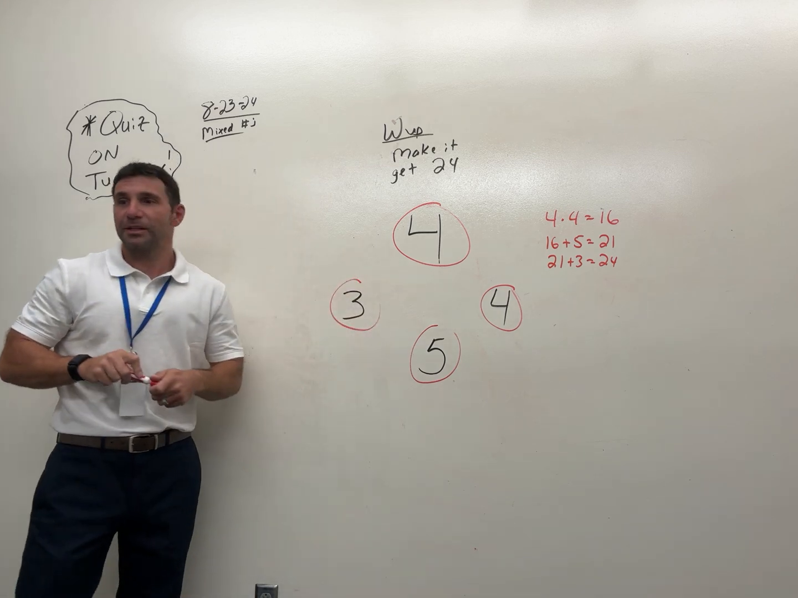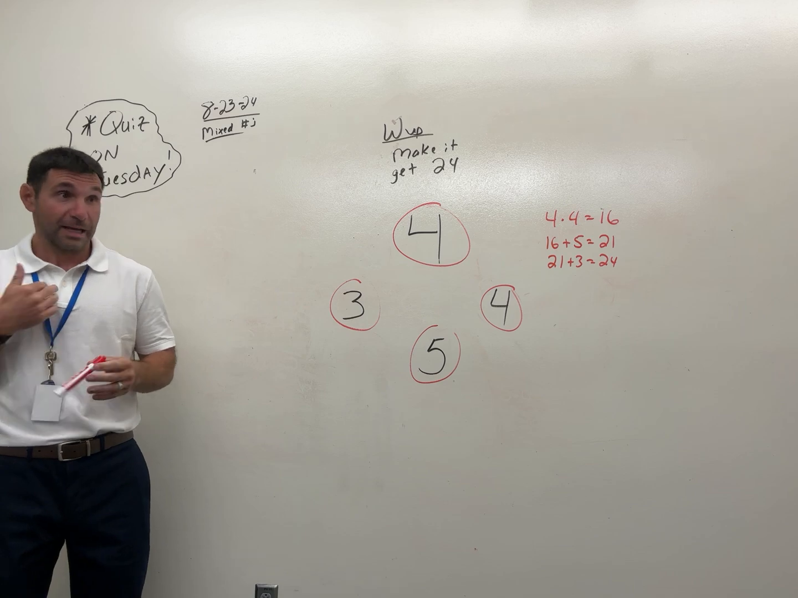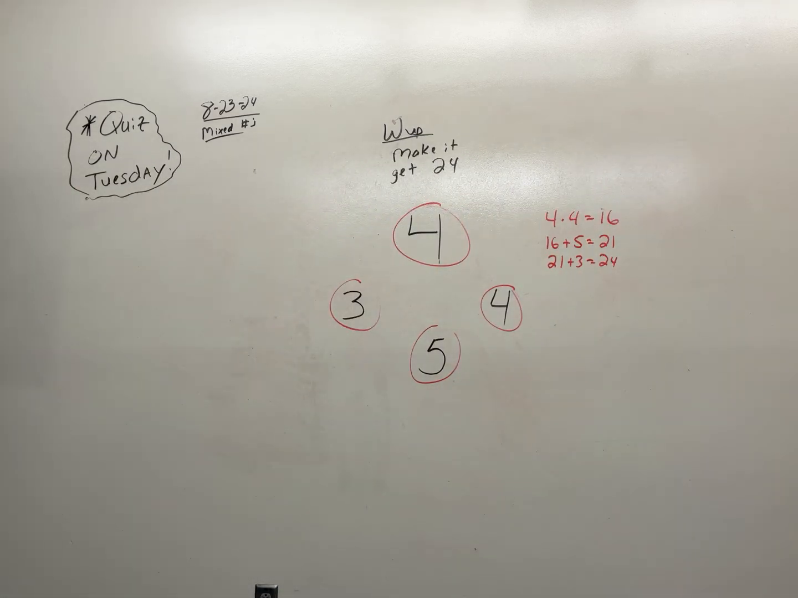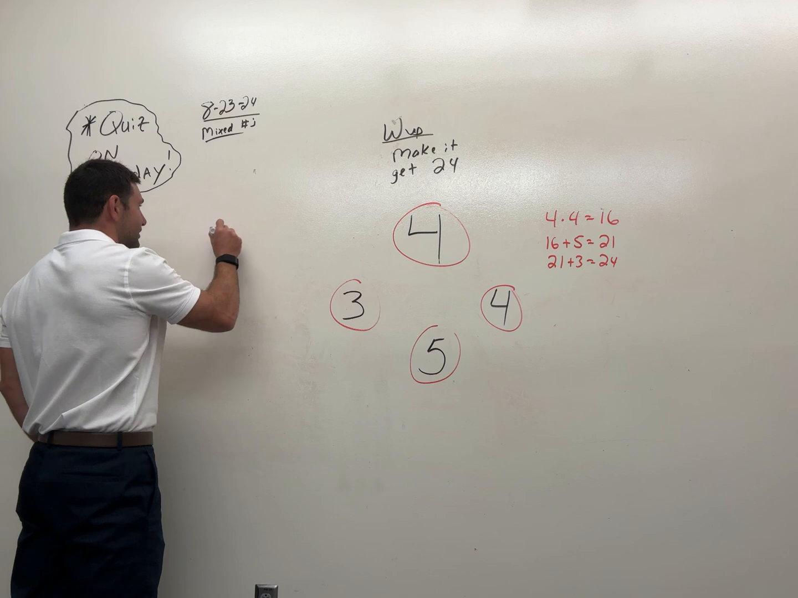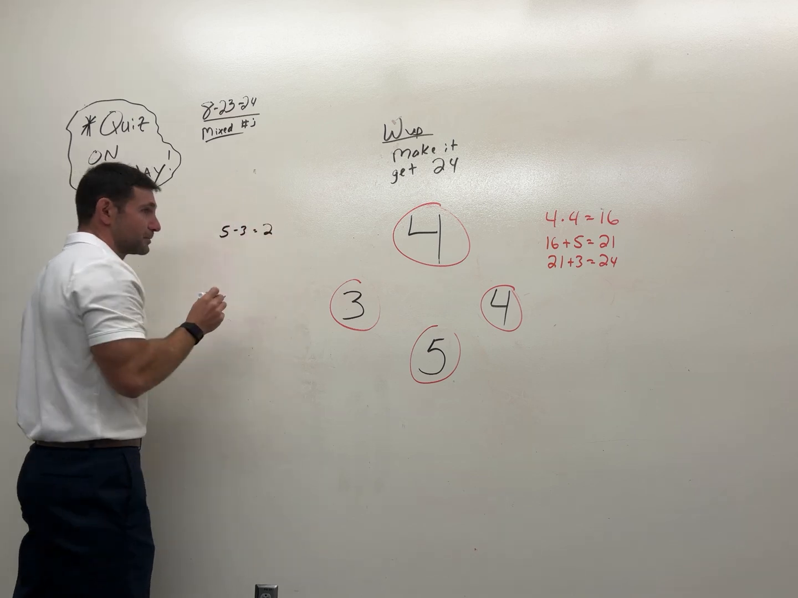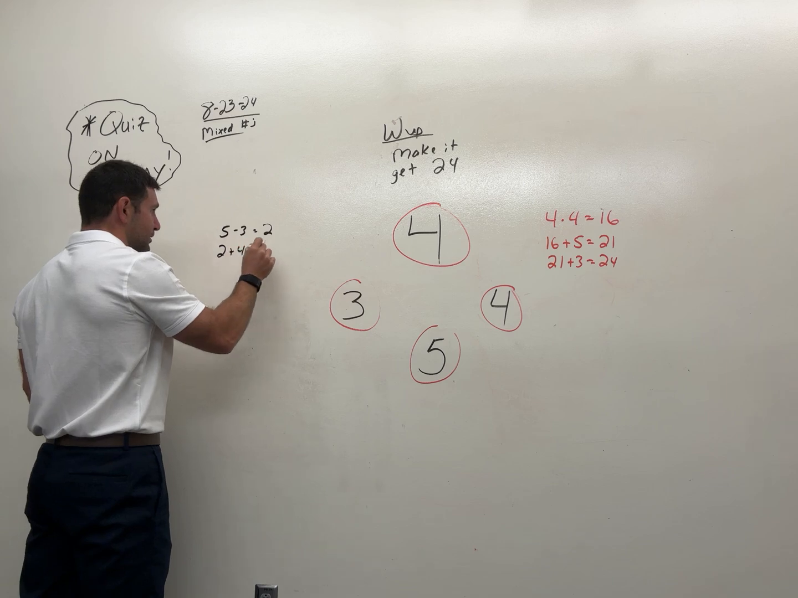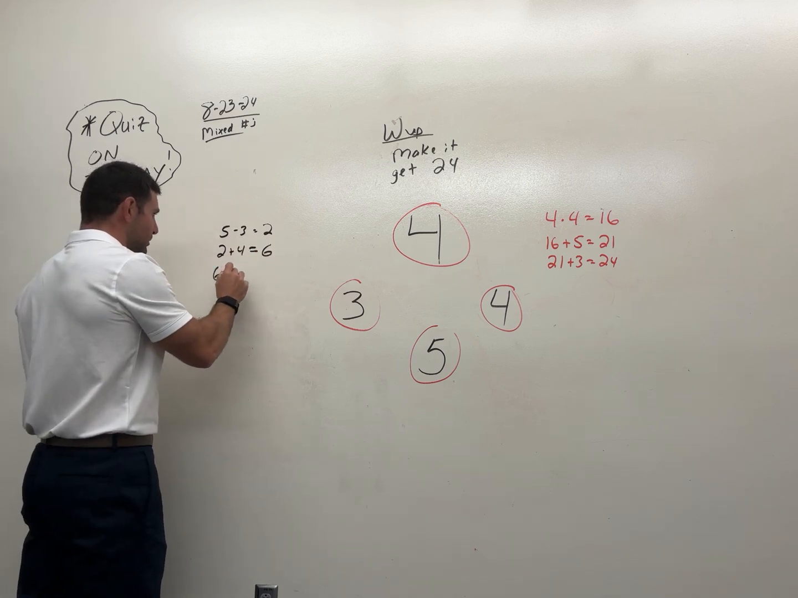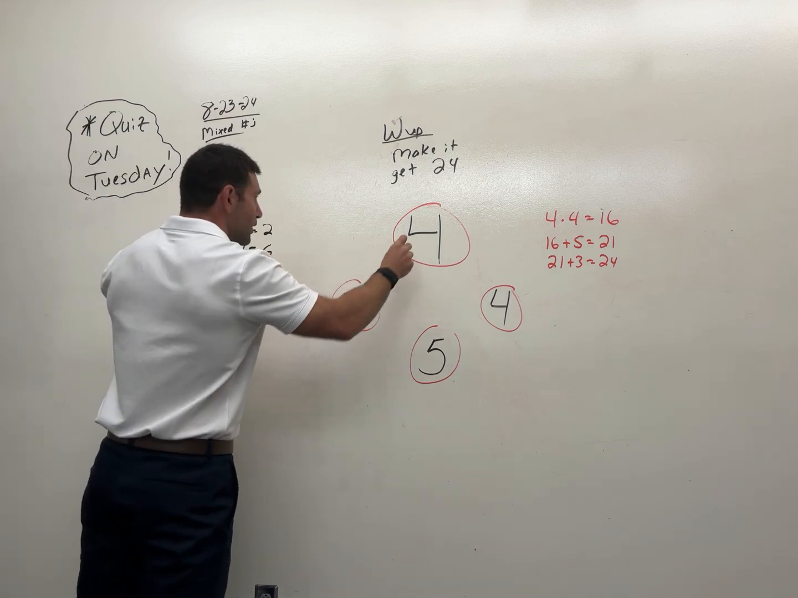Did anybody do it a different way? No? Because I did. What did you get? Liam. 5 minus 3. Wait. Liam, go ahead. 5 minus 3. Okay, is 2. Go ahead. 2 plus 4 is 6. Okay. Wow. 6 times 4. 6 multiplied by 4? It's 24. You used the 5, the 3, the 4, and another.